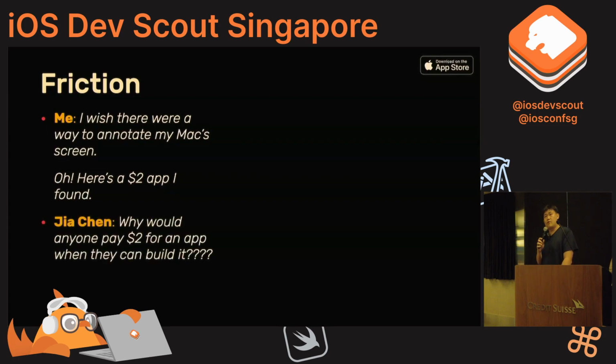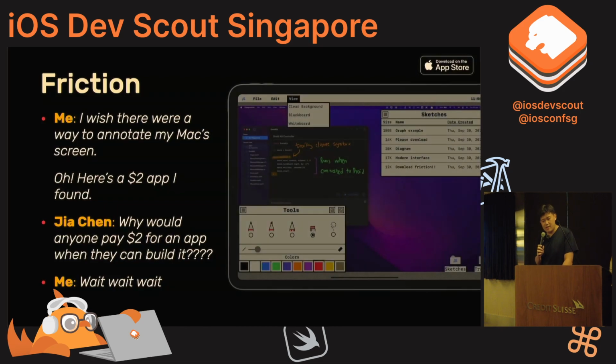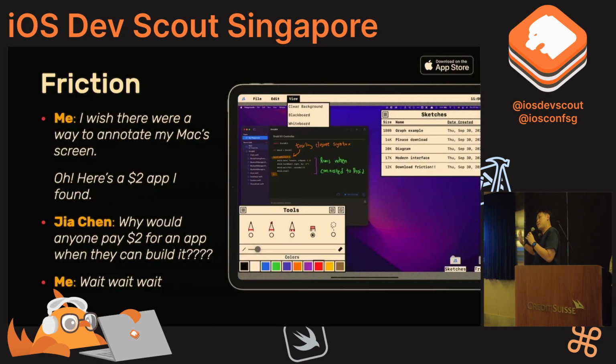And my former student, intern and colleague Jiachen asked, why would anyone pay $2 for an app when they can build it? So within about 3 to 7 days, I think, he built an app, and it's available on the App Store. It's called Friction. If anyone's interested in it, he's charging $2 for it, just to be amusing.